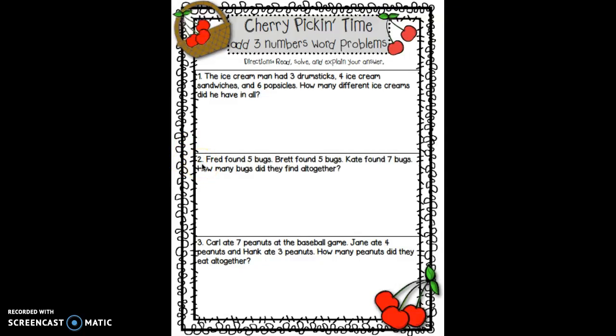Problem 2. Fred found 5 bugs. Brett found 5 bugs. Kate found 7 bugs. How many bugs did they find altogether? Press pause to solve this problem. Press play when you're ready to go to problem 3.